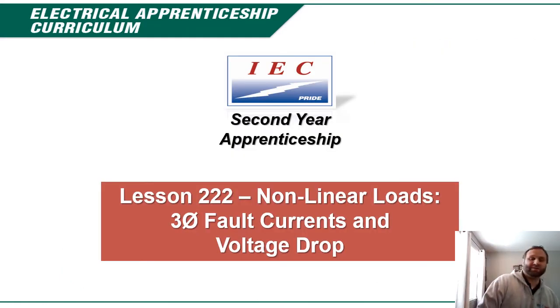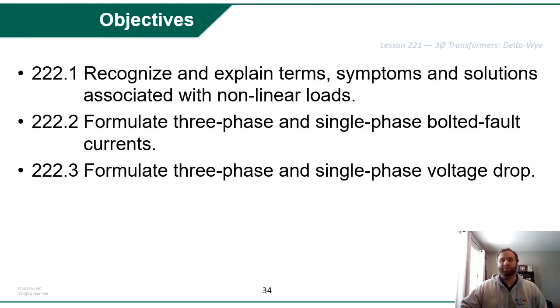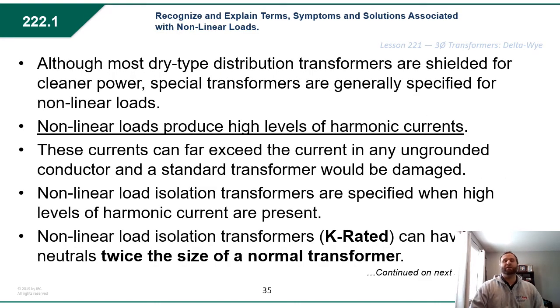222, nonlinear loads, three-phase fault currents and voltage drop. We will touch base on all three of these in the exam. You'll need to be aware of nonlinear loads. What is a nonlinear load? A nonlinear load produces high levels of harmonic currents. Examples of these nonlinear loads would be HID lighting, variable frequency drives, power chargers for a computer. Phone chargers produce a nonlinear load. It's smaller, but it still produces one. Ballasts, fluorescent lighting, all of these are examples of nonlinear loads. Computer servers.